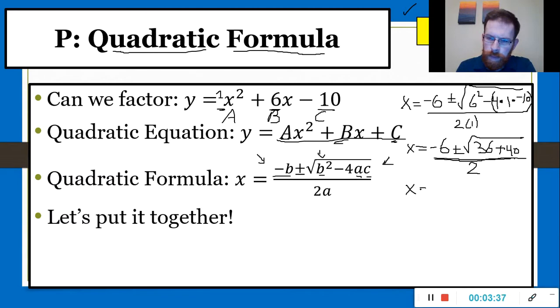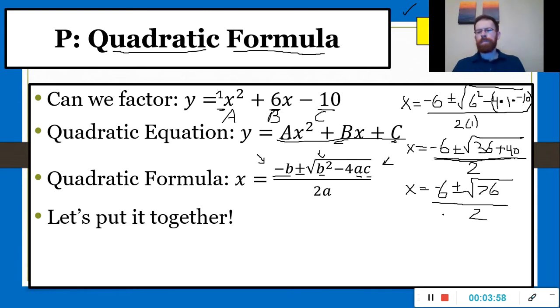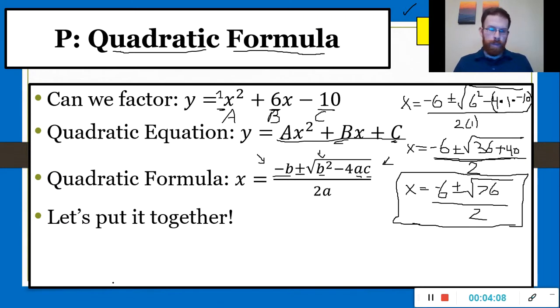Anyways, one final step to clean this up. X is equal to negative 6 plus or minus, and now the plus or minus means you're going to have two answers. You're going to have where it's x plus this, and where it's x minus that. 36 plus 40 should be 76, divided by 2. Now, ladies and gentlemen, we are going to stop there because this is our answer if we're simply trying to build a quadratic formula. That's all I need to do.